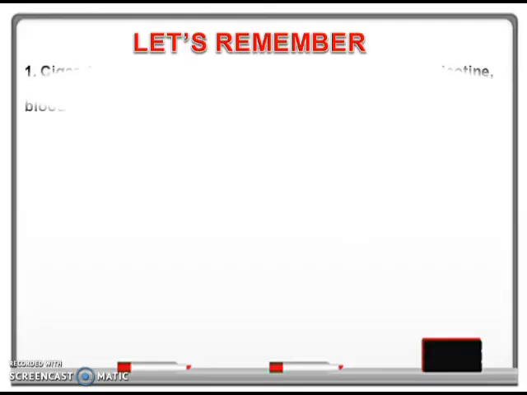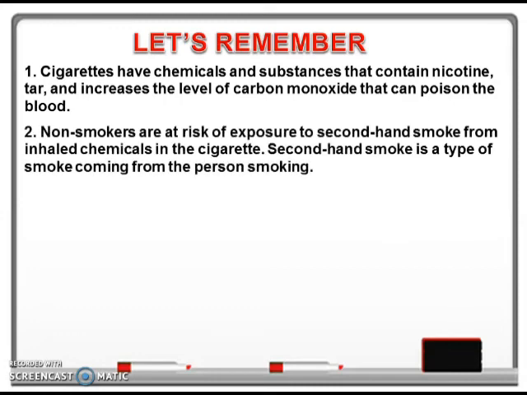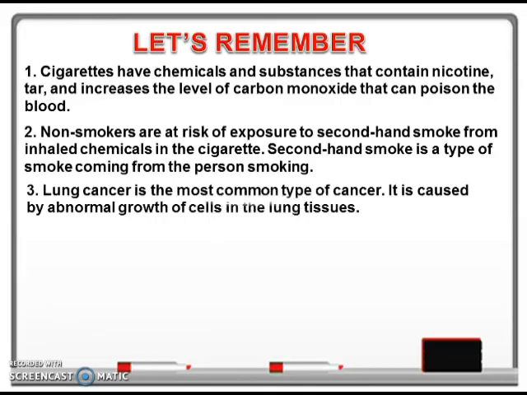Let's remember, number 1, cigarettes have chemicals and substances that contain nicotine, tar, and increase the level of carbon monoxide that can poison the blood. Number 2, non-smokers are at risk of exposure to secondhand smoke from inhaled chemicals in the cigarette. Secondhand smoke is a type of smoke coming from the person smoking. Number 3, lung cancer is the most common type of cancer. It is caused by abnormal growth of cells in the lung tissues.